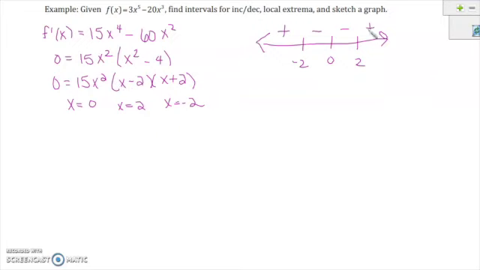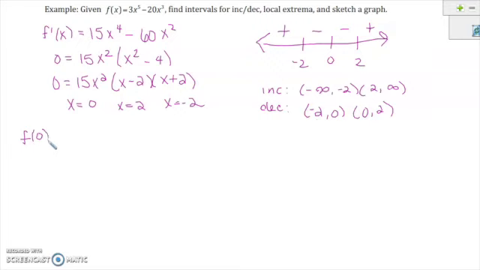All right. So I am increasing between -infinity and -2, and then from 2 to infinity. And then I am decreasing, remember to take that break at 0, from -2 to 0, and then from 0 to 2. All right, let's find those function values for our critical points so we can get a sketch. So it looks like f of 0 is 0.